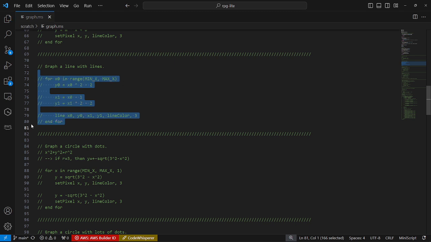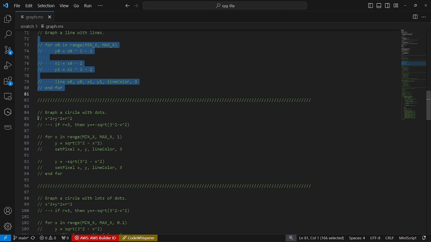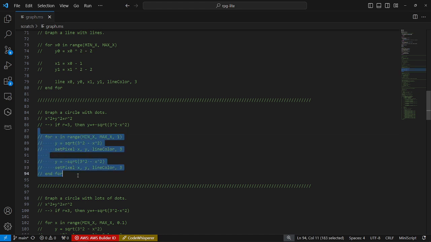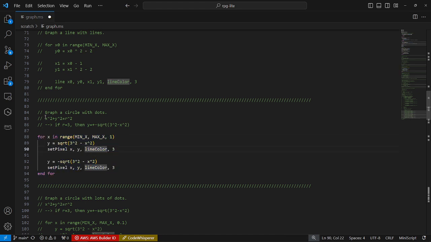That's kind of neat. But I really want to be able to graph a circle. We've got x squared plus y squared equals r squared. If r equals 3, then y equals plus or minus the square root of 3 squared minus x squared. So that's the plus square root, there's the minus square root, and let's try graphing that with dots.